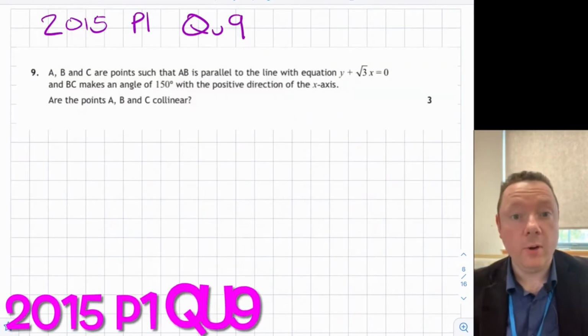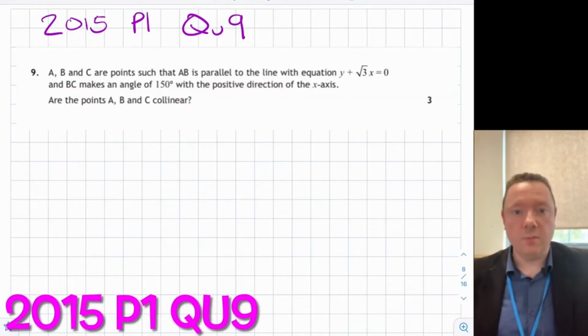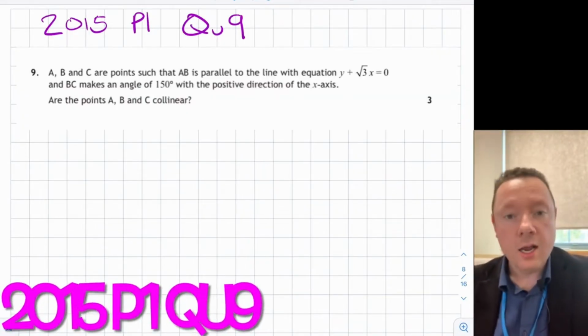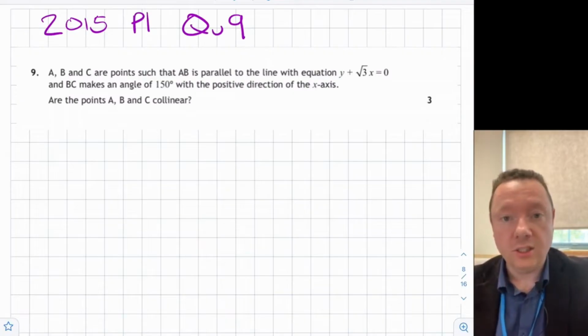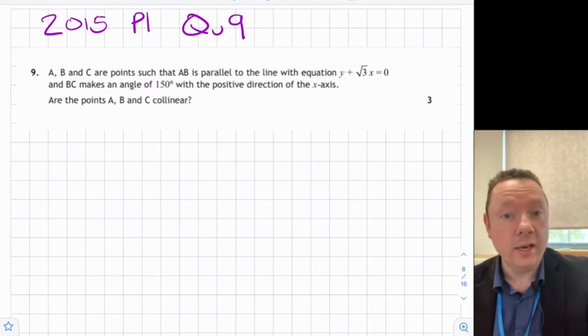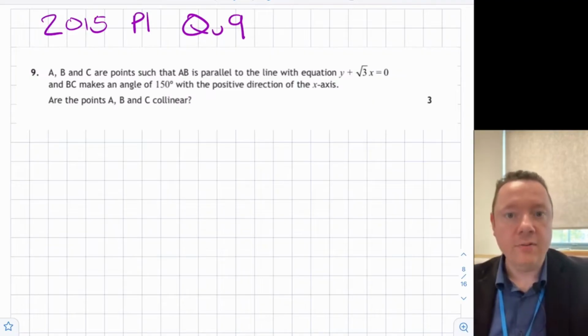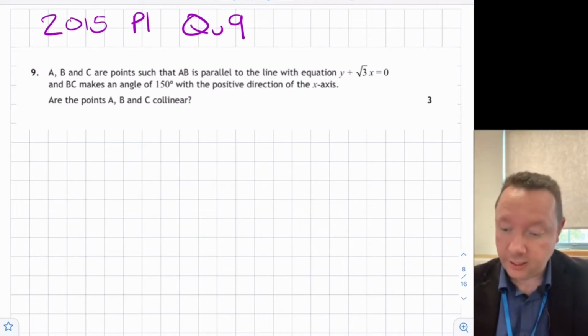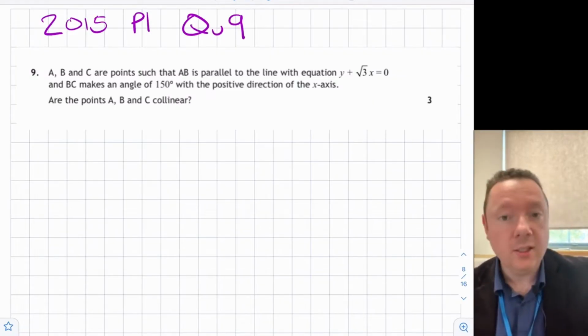Okay, a little past paper question that actually uses this with some of the stuff that we've already learnt so far. So 2015 paper 1 question 9 says, ABC are points such that AB is parallel with the line with equation this, and BC makes an angle of 150 degrees with the positive direction of the x-axis. Is it collinear or not? So it's a collinear question, but it's using this idea that the tan of an angle makes the gradient. So that's the first thing. We need to work out our gradient.